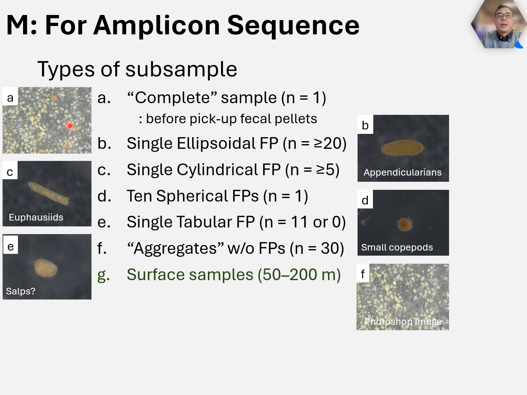The fecal pellets were prepared in 4 types: a single ellipsoidal pellet may originate from appendicularians, a single cylindrical type may originate from euphausiids, 10 spherical pellets may originate from small copepods, and a single tabular fecal pellet may originate from salps, but very small compared to previous studies. The samples after removing all fecal pellets are treated as aggregates. In addition, suspended particles in the subsurface layer were investigated.